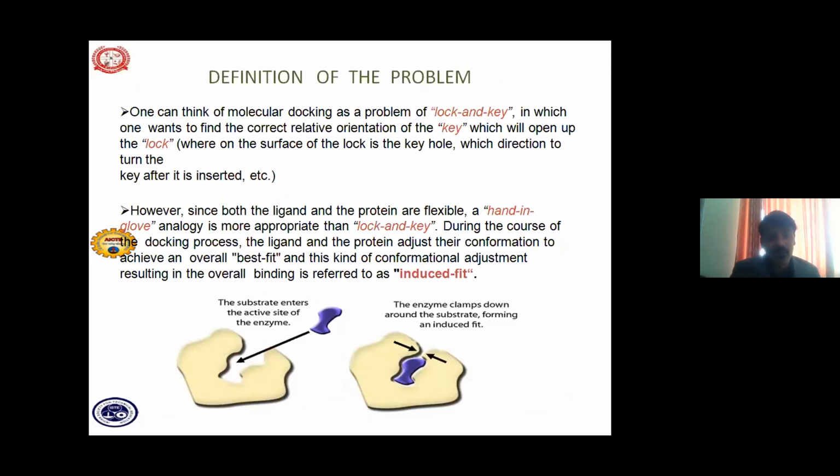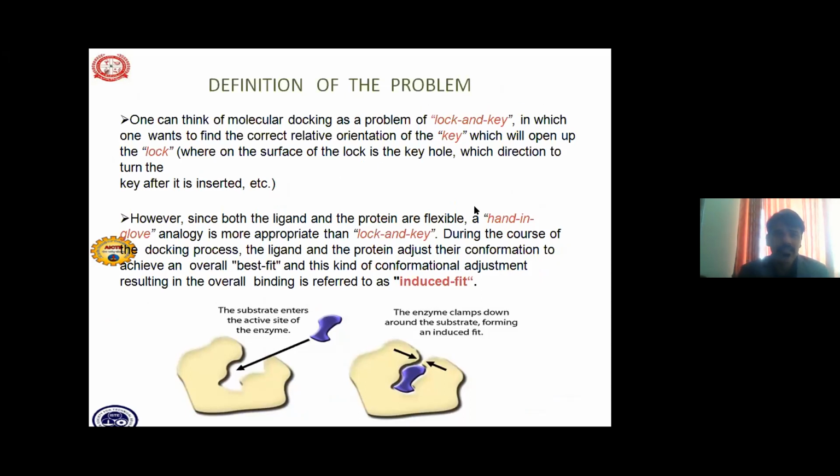So now the problem definition. What is the definition of the problem? One can think of the molecular docking problem as a lock and key. You want to find the correct relative orientation of the key which opens up the lock. Please understand one thing: if you have a wrong key, your lock will not open. Hope that is clear to everyone. So you need to search for a proper lock and a proper key to connect with each other. The directions also need to be searched.